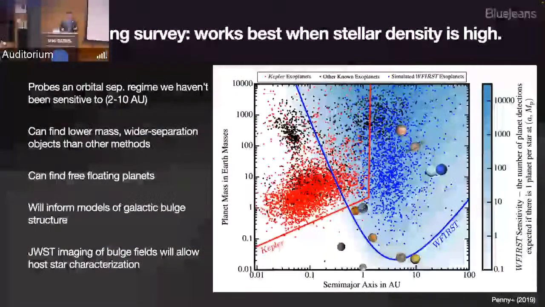And so this bulge survey is predicted to find approximately 1,400 planets with orbital separations from 2 to 10 AU and masses from larger than Jupiter down to Mars masses. And so this will be the first large survey of planet populations that will be sensitive to solar system analogs. We could potentially detect all of the solar system planets except for Mercury, and potentially even detect some moon mass objects. I think they have Titan and Ganymede here at the bottom.